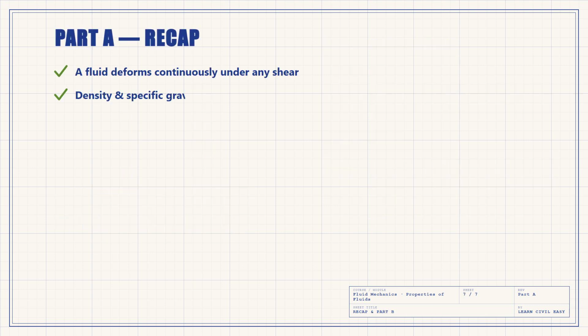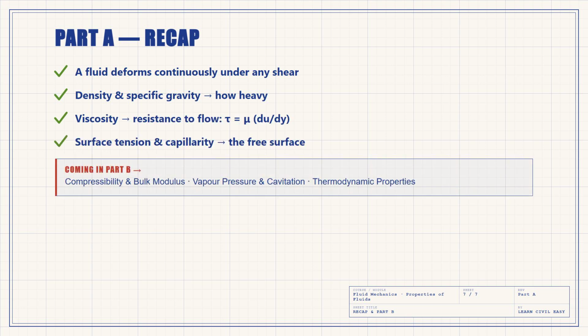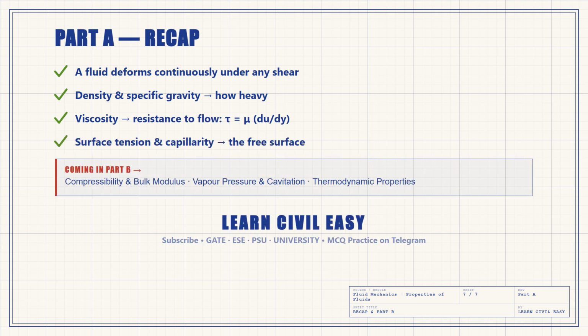Let's recap. A fluid deforms continuously under any shear. Density and specific gravity tell us how heavy it is. Viscosity is its resistance to flow, given by Newton's law, tau equals mu du by dy, and surface tension, with capillarity, governs its free surface. That is part A. In part B, we'll cover compressibility and bulk modulus, vapor pressure and cavitation, and the thermodynamic properties.